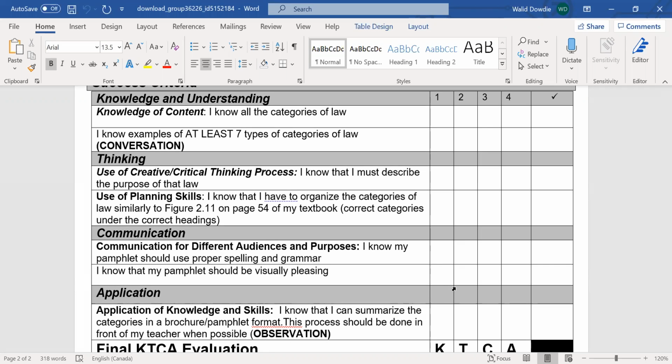Visually appealing means that the pamphlet should look like it's done professionally. It should have a look or a feel to it. It can't just be randomly put together. It should have a similar font. It should have a color scheme that doesn't offend or contradict the other ones. It should look like a piece of work that is ready for publication.